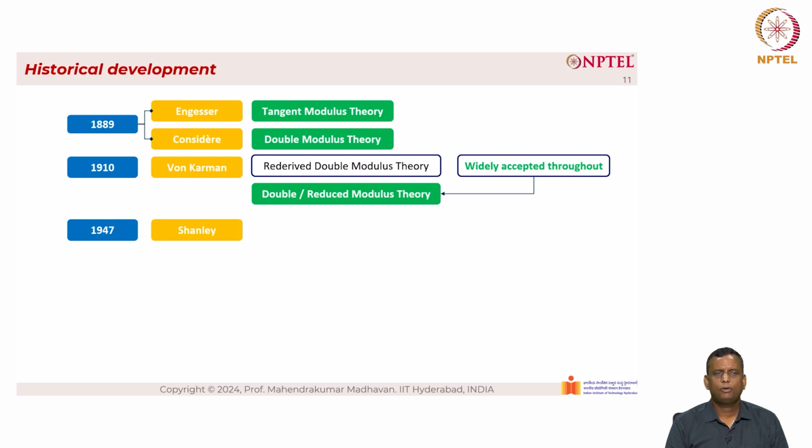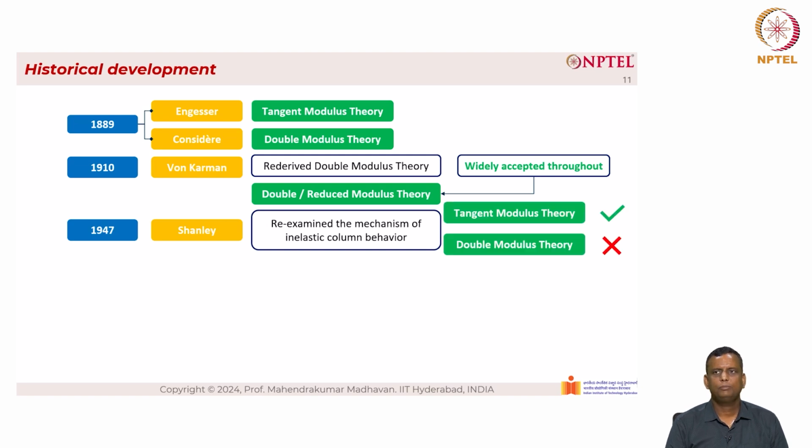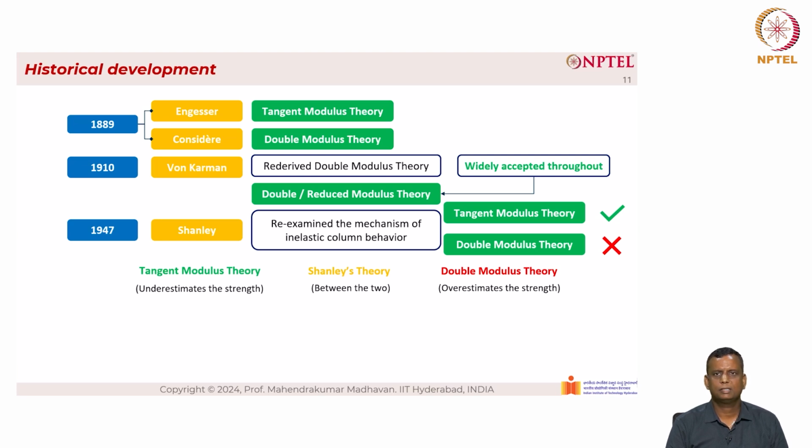And in 1947, Shanley, an engineer working at Lockheed Martin in the US, re-examined the mechanism of inelastic column behavior. He said that tangent modulus theory is correct and double modulus theory is wrong. So there is tangent modulus theory, double modulus theory, and Shanley's theory in between. The tangent modulus theory underestimates the strength. The double modulus theory overestimates the strength. Shanley's theory is in between the two. So logically, it is correct. And for design purposes, it is better to use a tangent modulus theory.